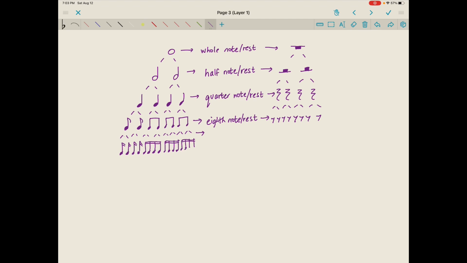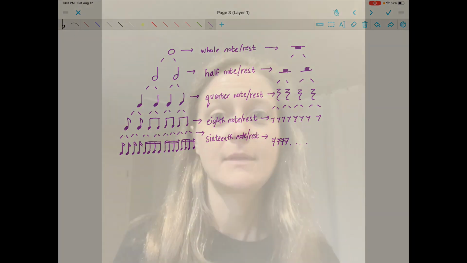And the rest equivalent, the silence equivalent of these would be a swoopy 7 with 2 flags. So I'll just draw 4 of those. And we would call these 16th notes or rests because they're worth just a 16th of the duration or time as a whole note or whole rest.